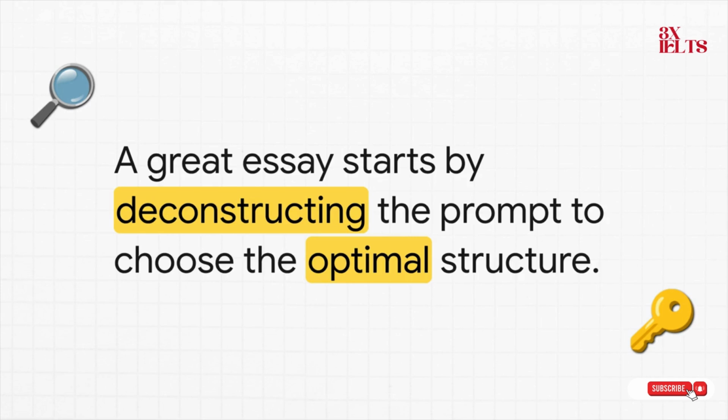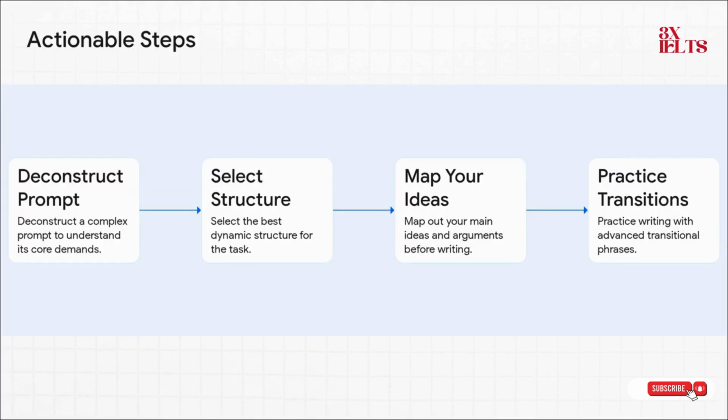Is it a problem that needs a solution? Is it two things that need comparing? Is it asking for a strong opinion? Because your answer to that question will tell you exactly which dynamic structure is the perfect tool for the job. So here is your action plan, your 4-step game plan.